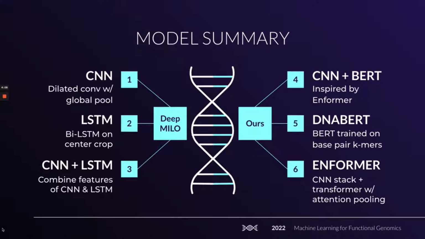We perform our experiments on 6 different architectures. The 3 on the left were proposed in the DeepMILO paper. However, we re-implemented their code in PyTorch and performed the experiments with the same hyperparameters. The 3 on the right are our proposed architectures for this research.